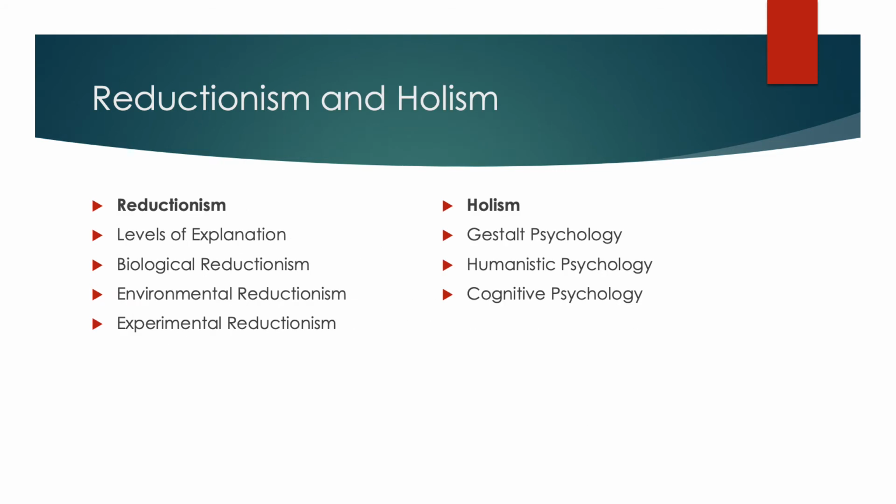So just as a quick reminder before we go on to our evaluation, within reductionism, we looked at the levels of explanation, which we've just gone through, biological, environmental and experimental reductionism. And then within holism, we looked at Gestalt psychology, humanistic and cognitive. If you don't remember maybe one of them or all of them, just quickly flick back through your notes because you'll need to know them in order to complete this next evaluation.